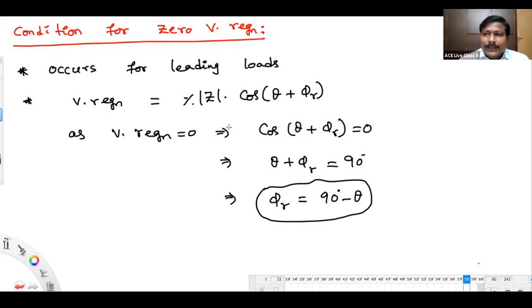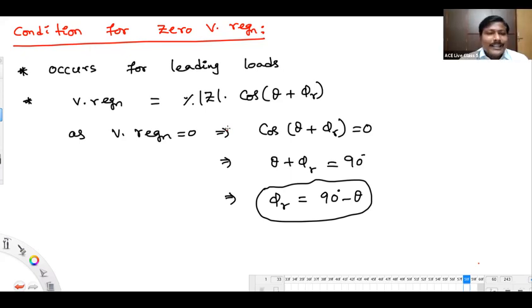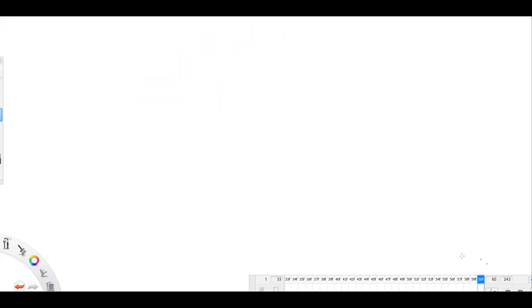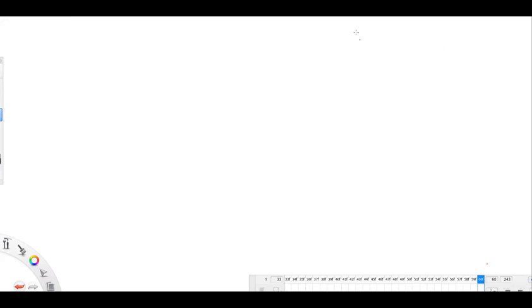Sir, tell me, Navdeep. Sir, I am not understanding what charging current is. Yesterday also I explained charging current, right? Sir, once more, please. Have you attended the doubt session yesterday? No, sir, I left at the end only.